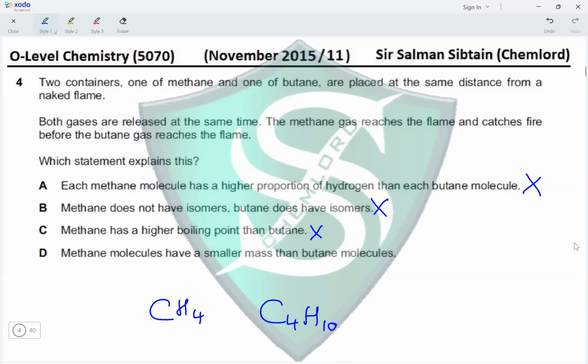And methane molecules have a smaller mass than butane molecules. Yes, since the Mr of methane is lesser than that of butane, methane will move faster than butane and therefore will reach the naked flame before butane and catch fire first. So this is the statement that explains why methane catches fire before butane, making option D the correct option for this question.